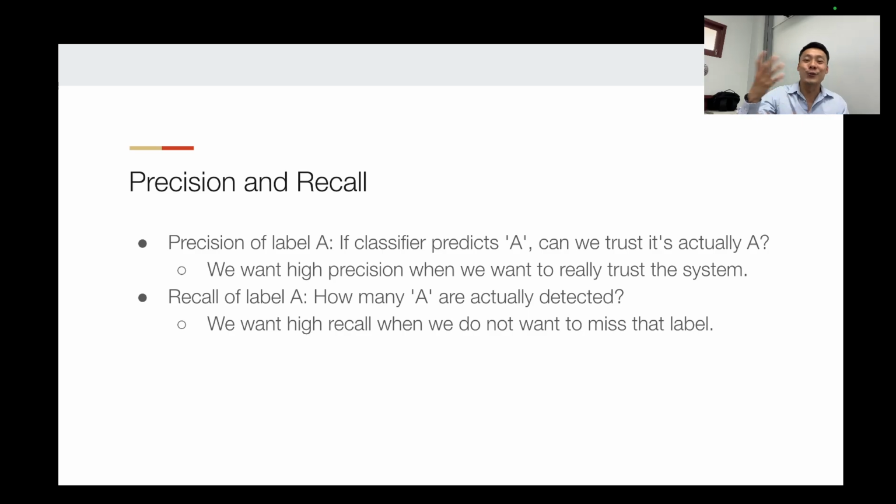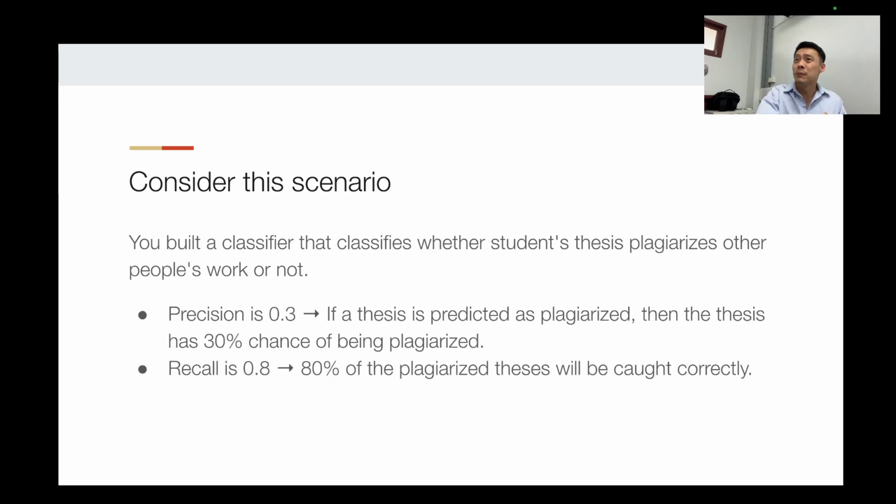Let me tell you more about precision and recall. Precision is about how much you can trust the answer. If they say it's an A, can you trust that? But recall is about how many A's are detected. Let me give you a more concrete example.